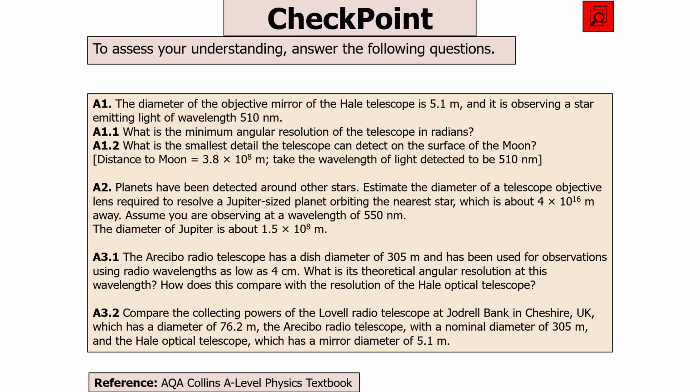Planets have been detected around other stars. Estimate the diameter of a telescope objective lens required to resolve a Jupiter-sized planet orbiting the nearest star, which is about 4 times 10 to the 16 meters away. Assume you're observing at a wavelength of 550 nanometers.